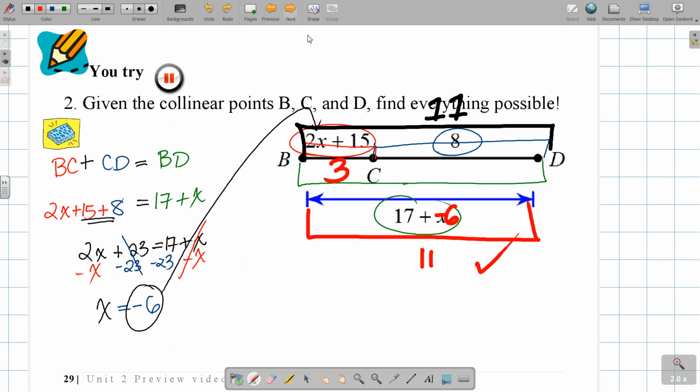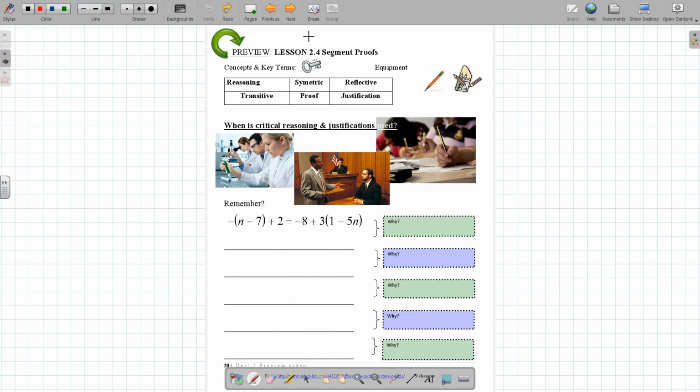So that was segment addition. Now we're going to go and talk about the logic behind segments. So we're talking about something called segment proofs. Do not let that word proof intimidate you. Next to the word proof, I'd just like you to write explanation. A logical explanation.